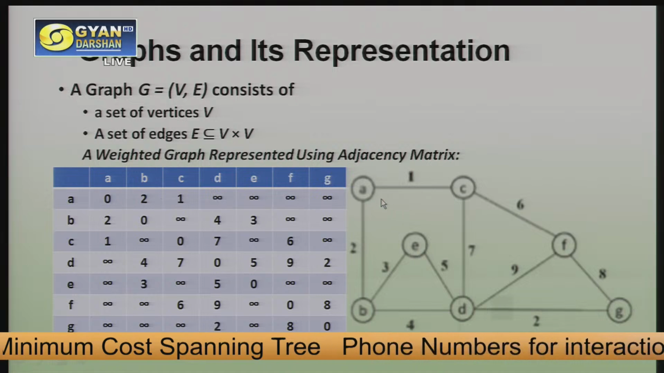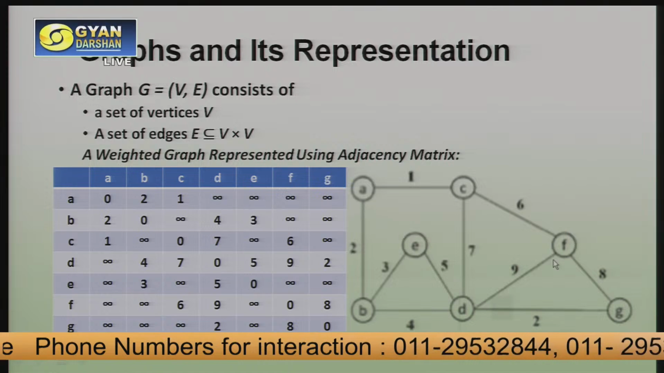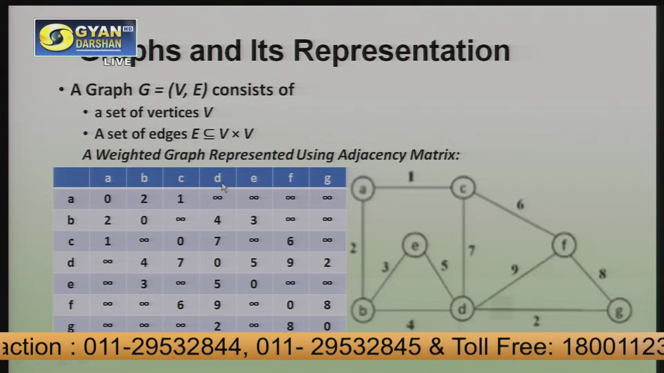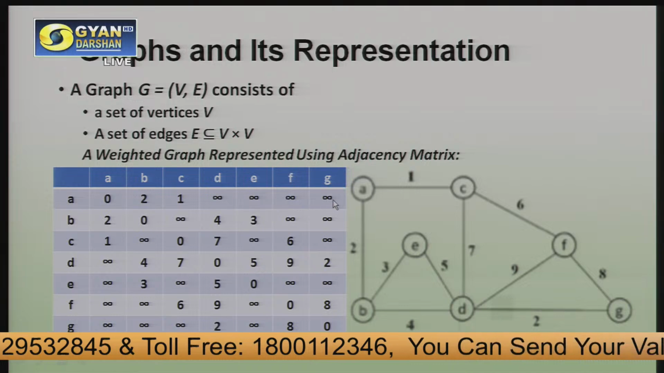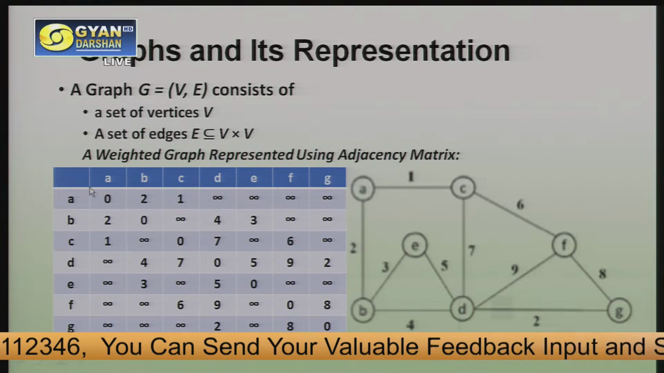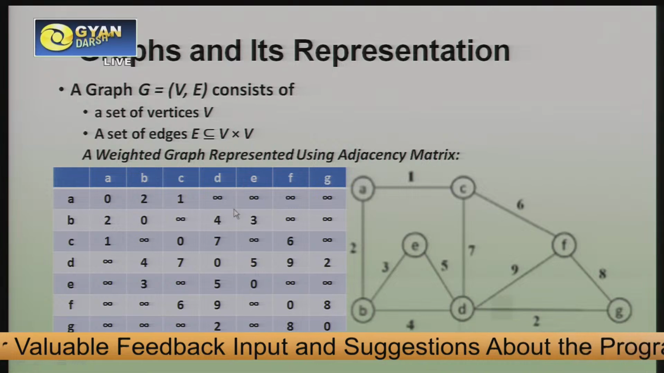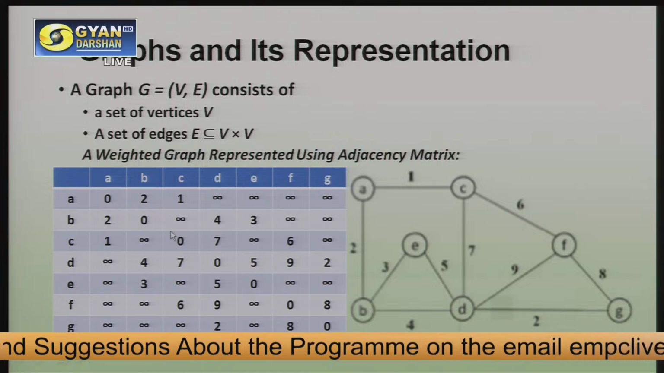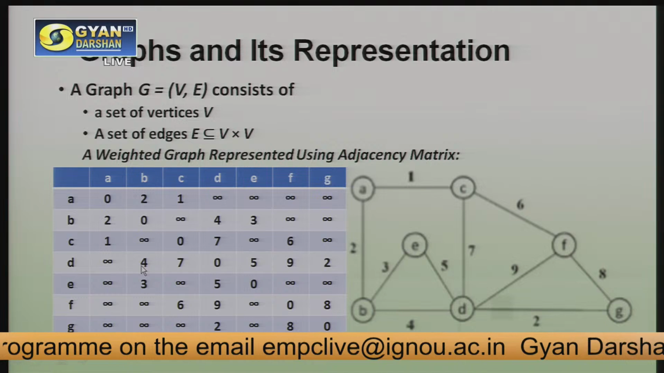There is no direct edge from A to F, A to E, and A to D, and all other nodes as you can see. So that is why A to D, A to E, A to F are all infinite weights, right? And this particular matrix is symmetric, in the sense that the upper triangular and lower triangular matrices are equal to each other.